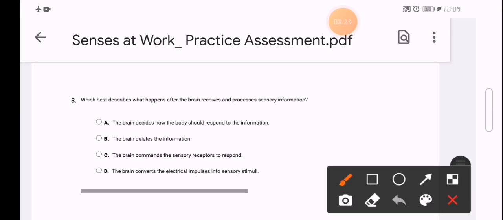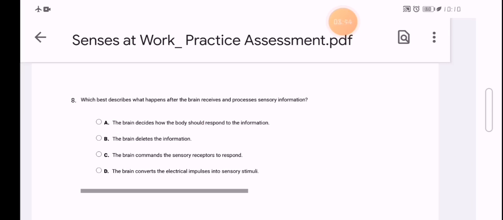So we can say that messages go from the brain to the organs, or vice versa. So it will be the first one. The brain converts the electrical impulses into sensory stimuli. No, because electrical impulses are the only way, something like an Uber, to carry the messages from the body to the brain, and vice versa. Okay.